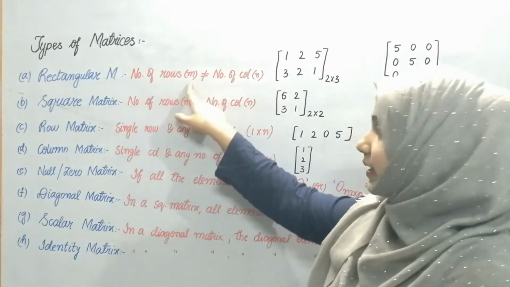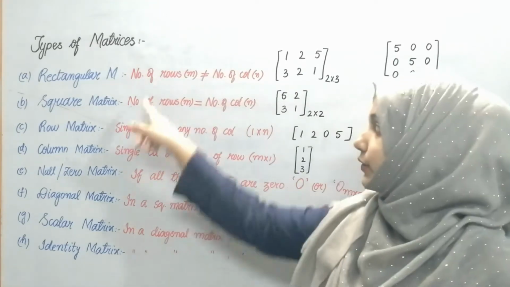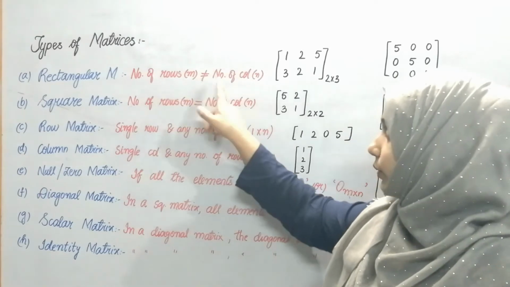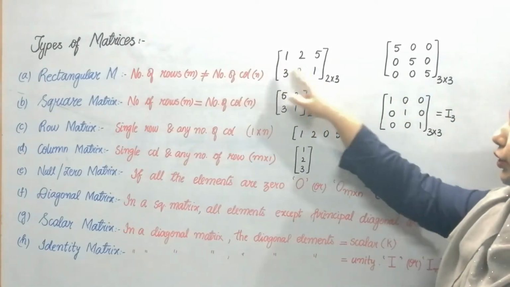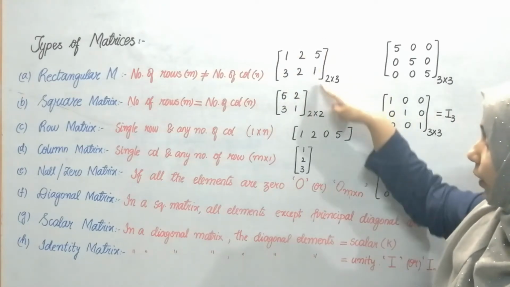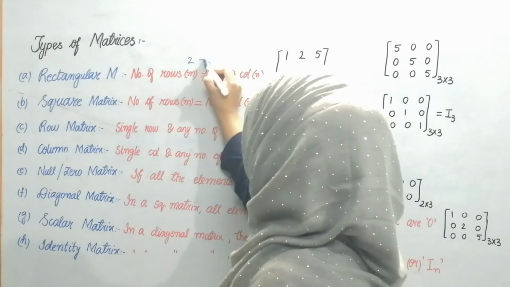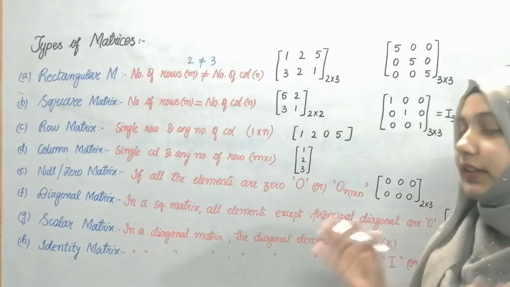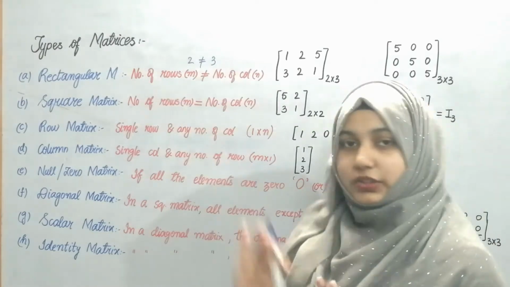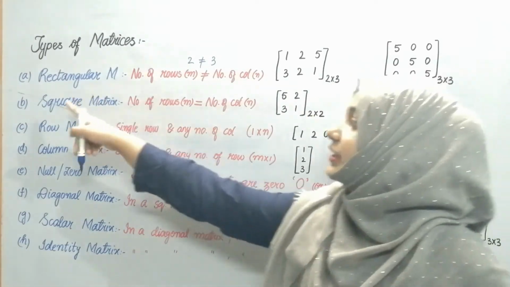Suppose the rows are indicated with m and the columns are indicated with n. So the number of rows m is not equal to the number of columns n. For example, here we have 2 rows but 3 columns. So 2 is not equal to 3 here, right? So this is a rectangular matrix. By definition, the number of rows is not equal to the number of columns. Clear?